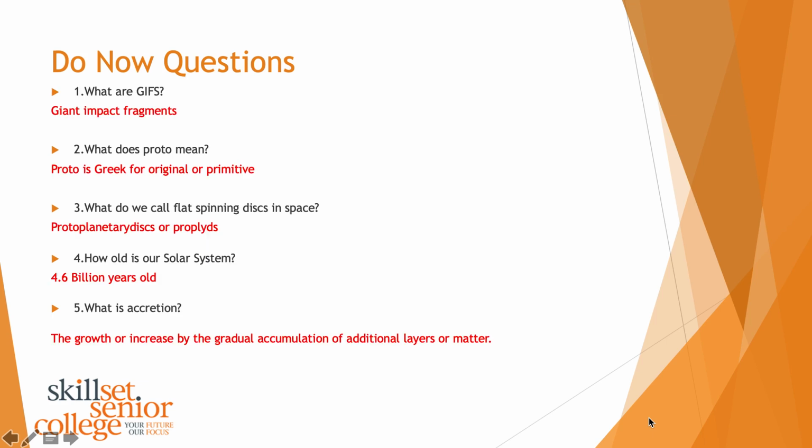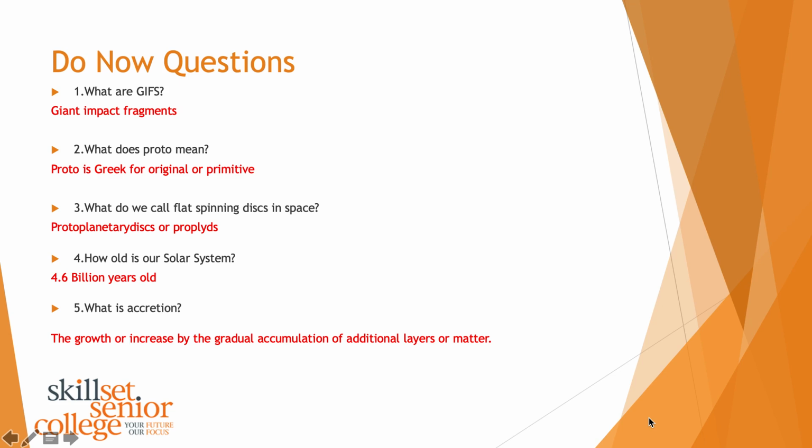So the answers to the questions. What are GIFs? We talk about GIFs in planetary formation. It stands for giant impact fragments. Remember, we talked about big planets or protoplanets, more specifically, forming around the early sun, and they were smashing bits of rock off one another. These bits of rock would get destroyed and smash up into smaller pieces and get bigger again. And these pieces of rock are called giant impact fragments. They're fragments caused by a giant impact, essentially.